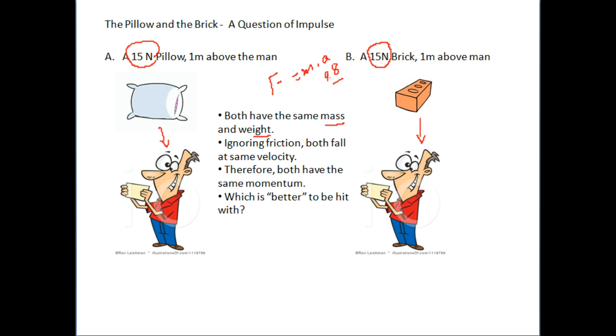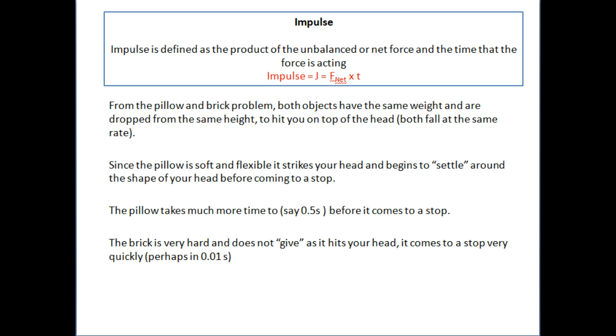Both are being acted upon by gravity the same. Both must have the same mass. Ignoring air resistance or any friction, both fall at the same velocity. And because of that, they both have the same momentum. The question is, which is better to be hit with? So both falling with the same force, same momentum. So which would you rather be hit with? Now, there must be something more to the question, and it has to be impulse. Obviously, you'd rather be hit with a pillow.